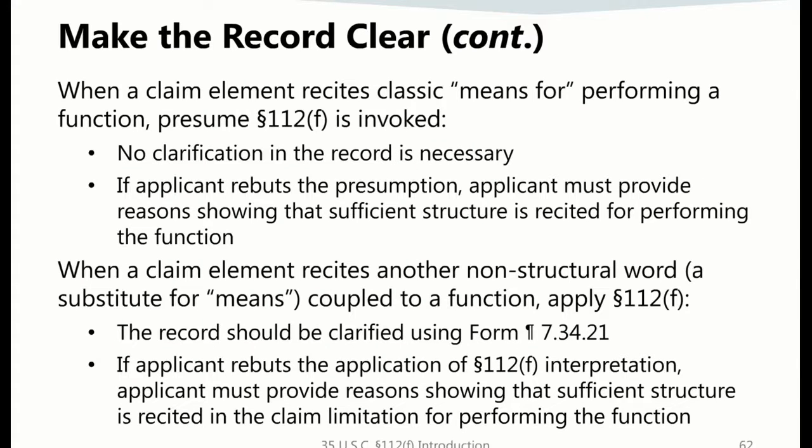When a claim element recites classic means for performing a function, presume 35 U.S.C. 112(f) is invoked. If a claim element recites another non-structural word coupled to a function, apply 35 U.S.C. 112(f) and make the record clear by using form paragraph 7.34.21.